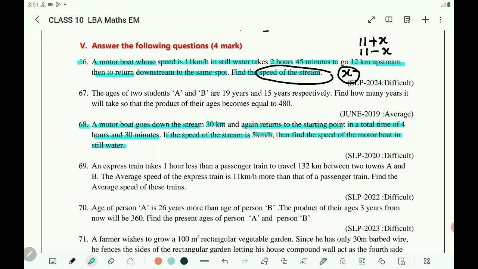In question number 66, we have to find the speed of the stream. What is given? Speed of the motor boat in still water is given and we have to find the speed of the stream. In this question, in question number 68, speed of the stream is given. We have to find the speed of the motor boat in the still water. In this case, what we have to take? We have to take the speed of the motor boat in still water equals x kilometer per hour.